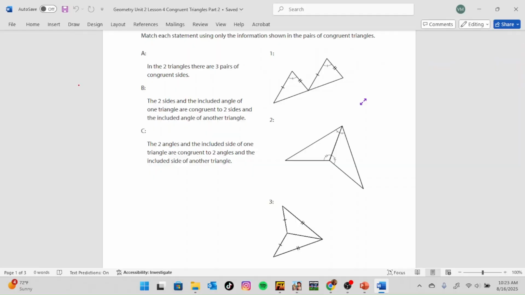Match each statement using only the information shown in the pairs of congruent triangles. So in statement A, it says in the two triangles there are three pairs of congruent sides. So if we're looking for three pairs of congruent sides, we're looking for an example of side, side, side.